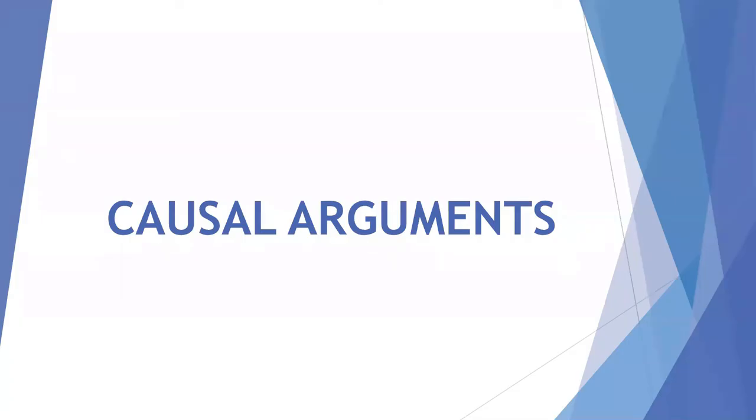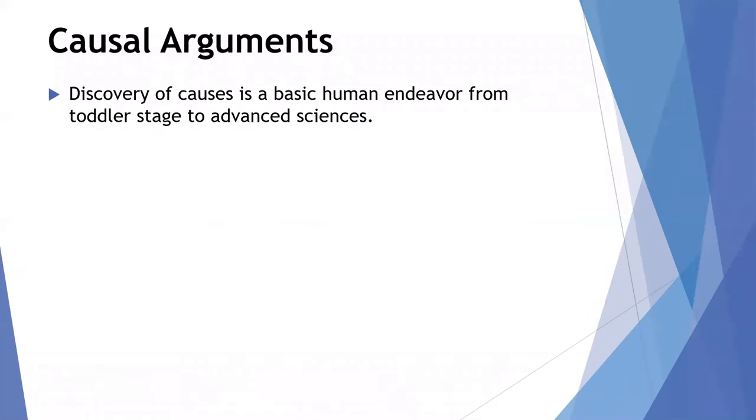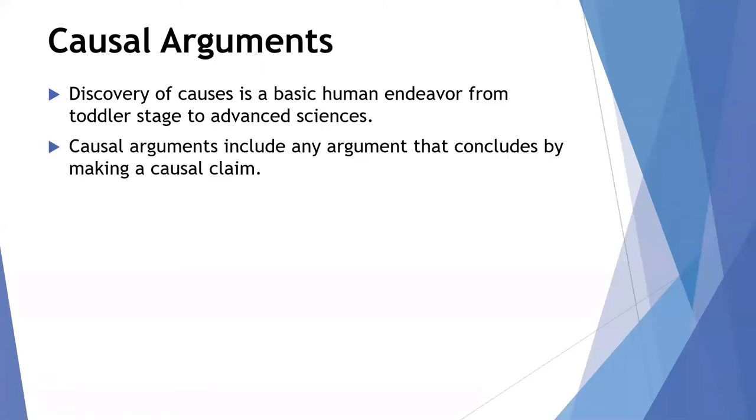We're looking at causal arguments in this video, and the discovery of causes is a primary basic human endeavor. We start as toddlers trying to figure out what causes one thing or another, but we also do this when we're involved in the advanced sciences. We formalize methods of identifying causes behind the effects that we observe.